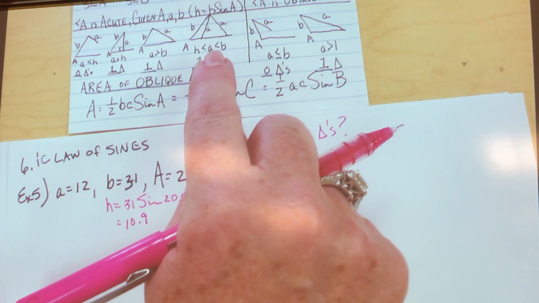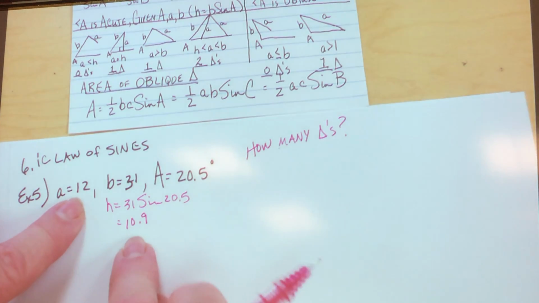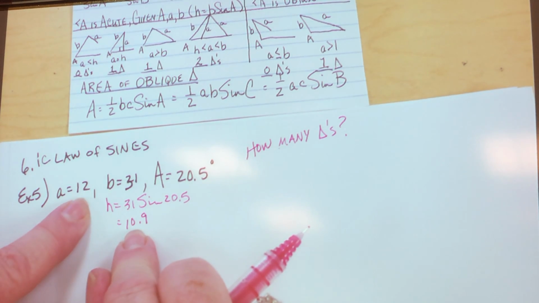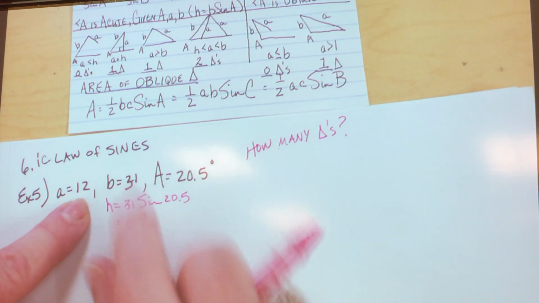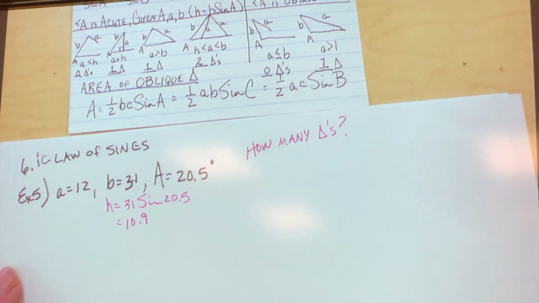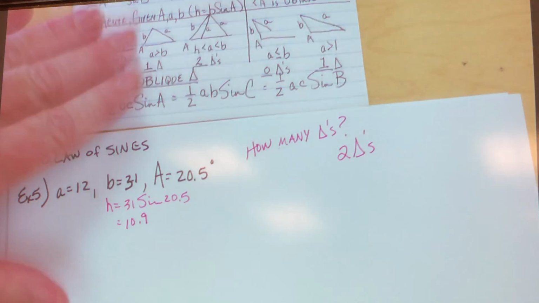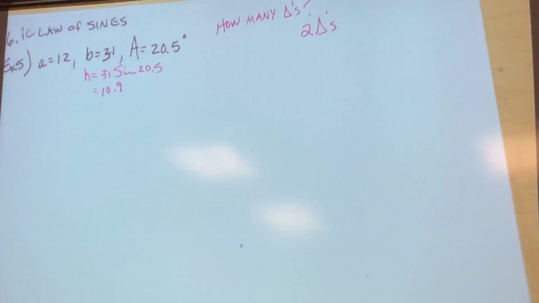So now, since he's bigger than the height, you want to see if he's between these 2. If he's between these 2 right here, then it's 2 triangles. Is 12 between 31 and 10.9? So how many triangles? 2. Okay, so now I'm moving that card away, okay? So I have 2 triangles.